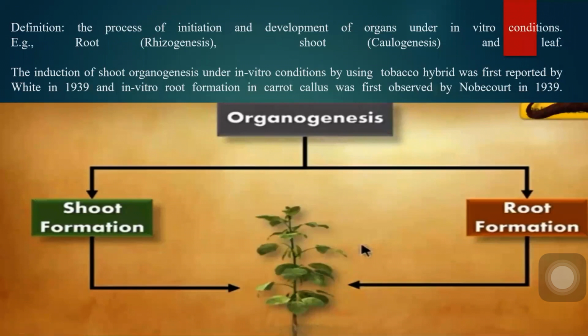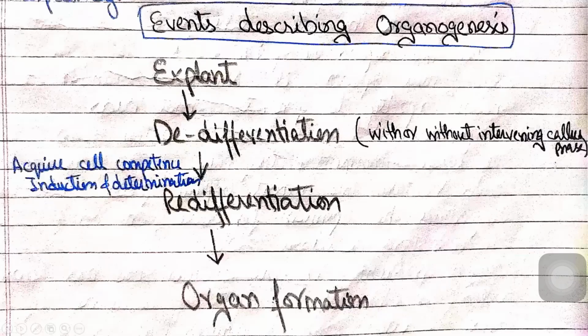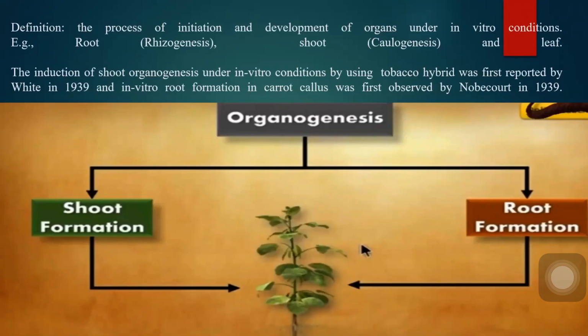Now, as the name indicates, organogenesis means organs are formed in vitro. Organ, and genesis means formation. Organs are formed in the in vitro condition. So if we talk about the definition, it's the process of initiation and development of organs. First, we have to go for initiation of formation of organs under in vitro conditions.